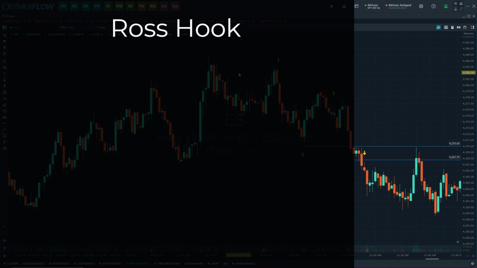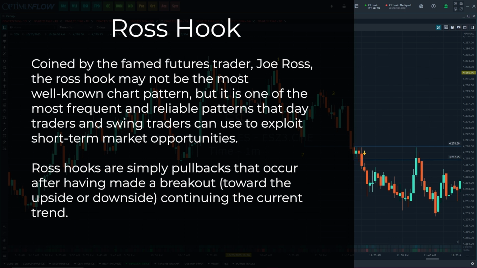Coined by the famed futures trader Joe Ross, the Ross hook may not be the most well-known chart pattern, but it is one of the most frequent and reliable patterns that day traders and swing traders can use to exploit short-term market opportunities. Ross hooks are simply pullbacks that occur after having made a breakout for the upside or the downside, continuing the current trend.